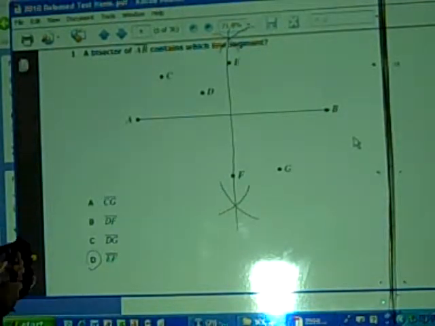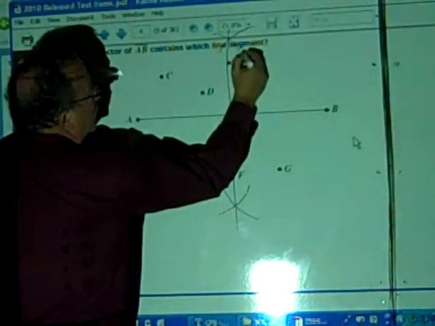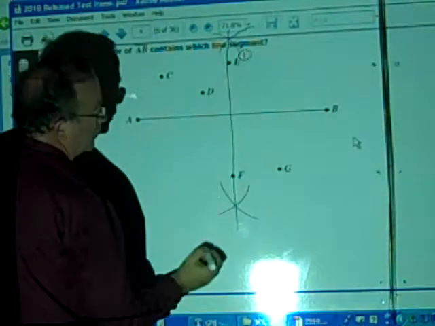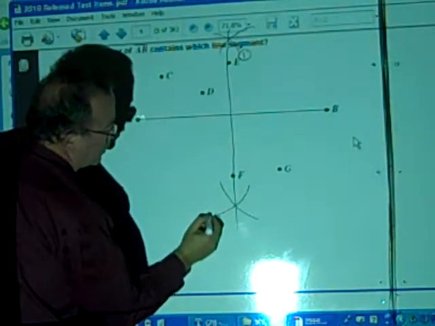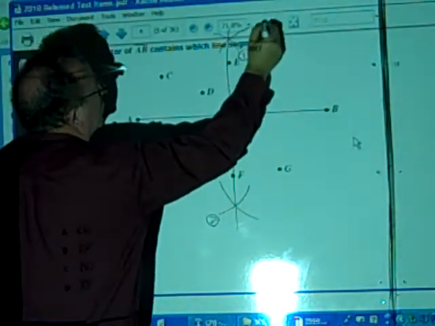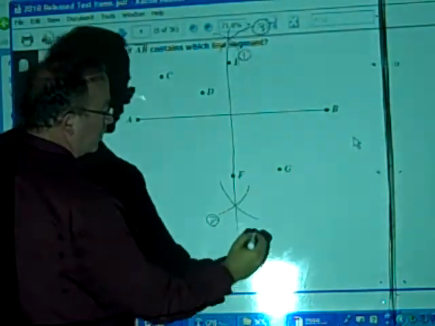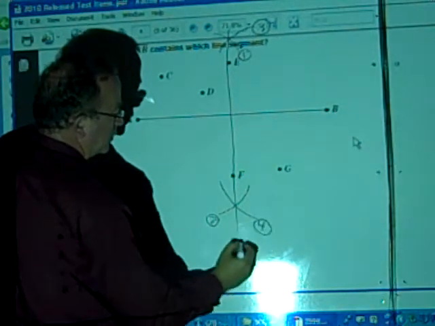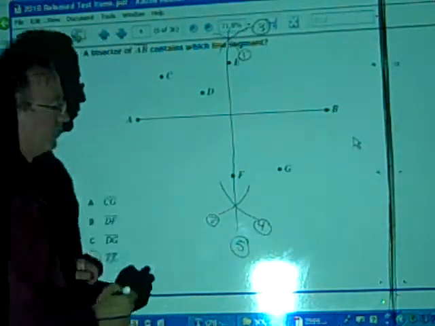Okay? Might be a good idea to go ahead and label the steps. This would be step number 1. Step number 2 is down here. Step 3, we'll put that one up here. And step 4 is down here. And then of course step 5 is drawing a line between them.